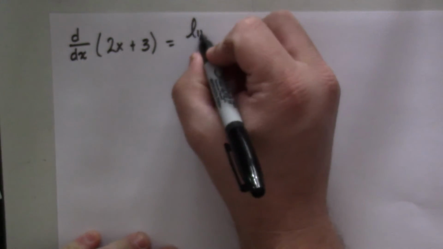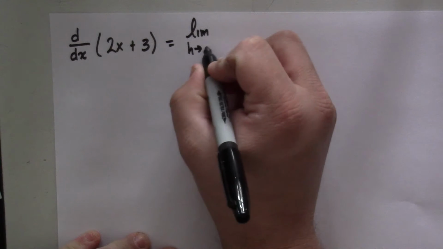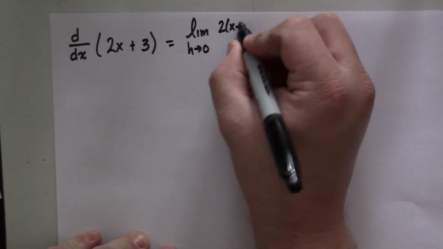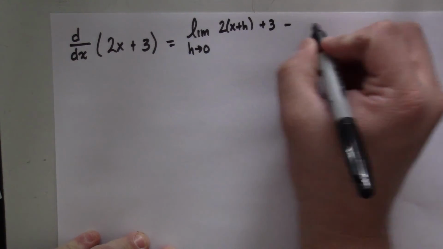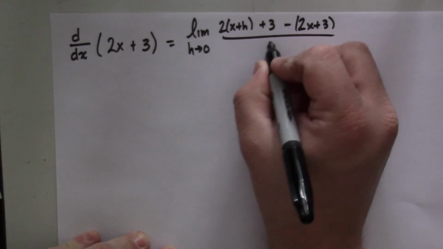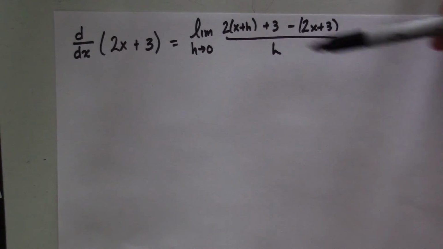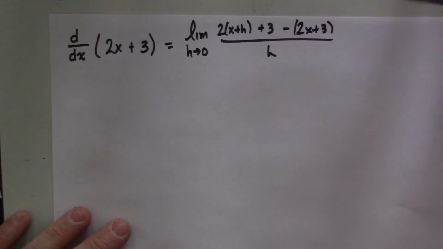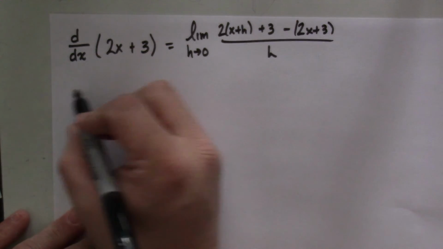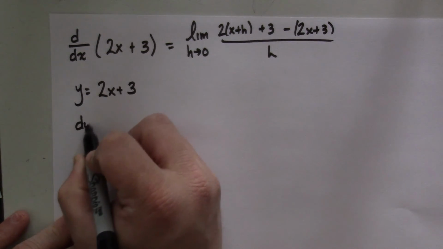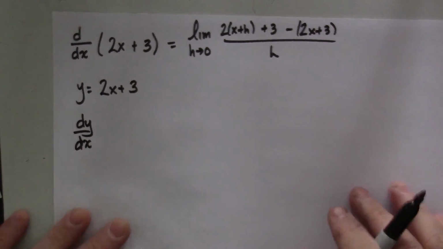I would say that that's the limit as h goes to 0 of 2 times x plus h plus 3 minus 2x plus 3 all over h. And I would work that out from there. I want to emphasize this because as I get into the power rule and some of the other things that we're going to be learning here shortly, this is exactly the same as saying y equals 2x plus 3 and finding dy dx. I just wanted to hit that notation real quick.